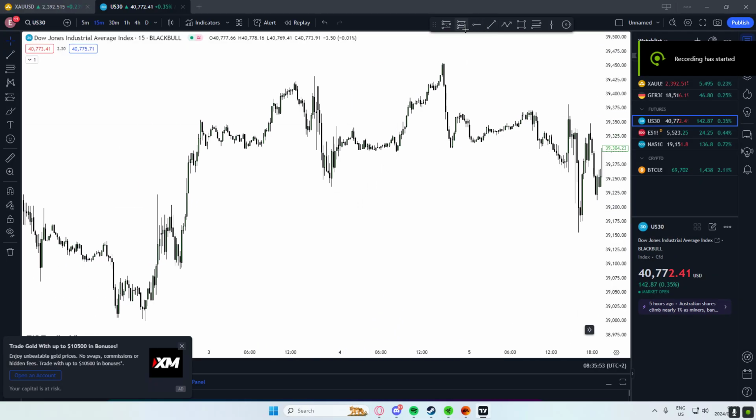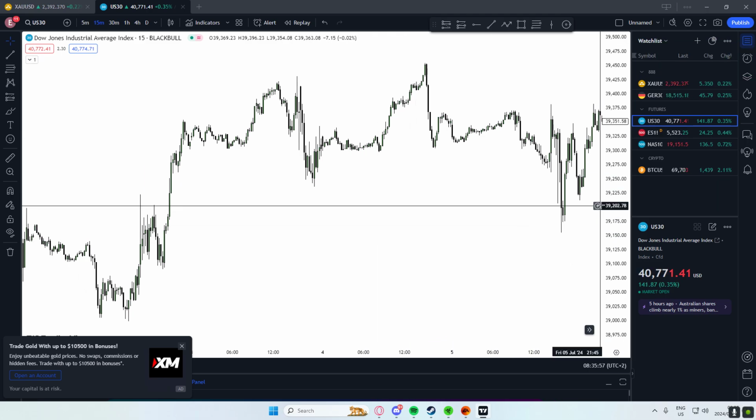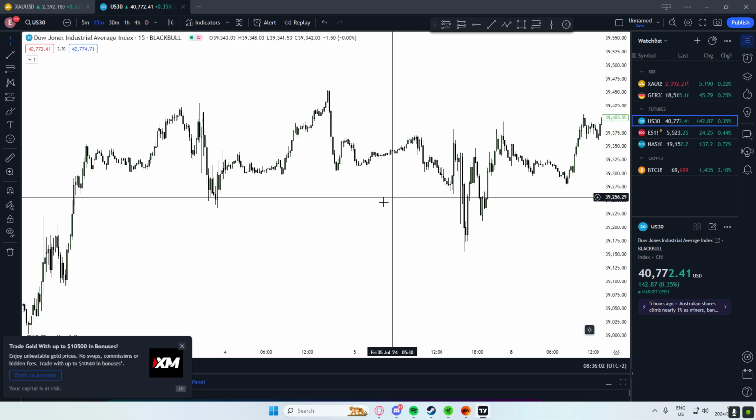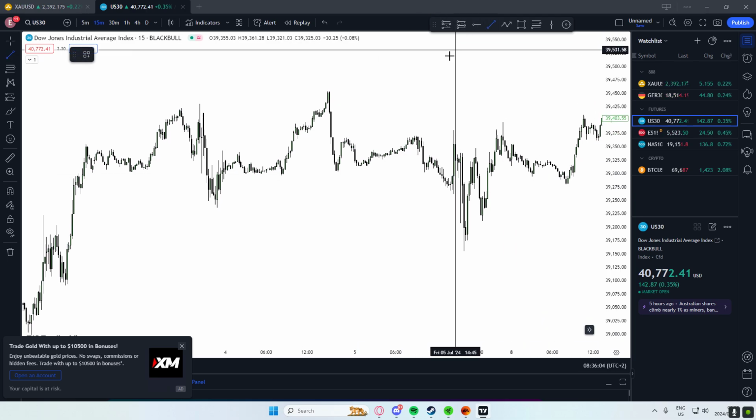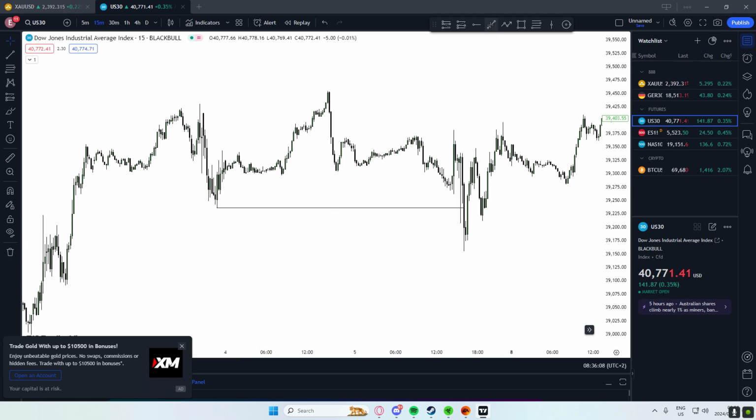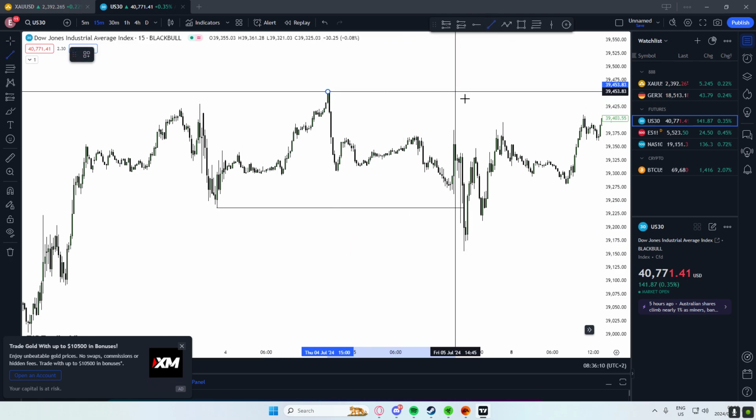Today we're going to be going over what liquidity is, how to spot liquidity, and the different types of liquidity there are in the market. So what is actually liquidity? Liquidity is the levels of swing high and swing low.